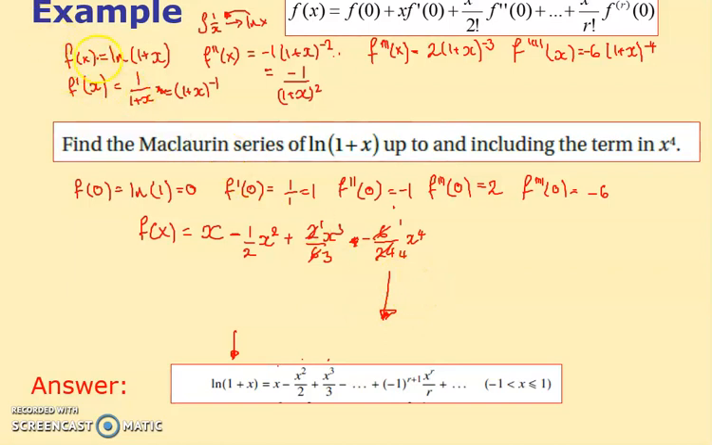Notice what we did. We differentiated every one. We sub 0 into every one. We got our numbers. We sub this into the formula.